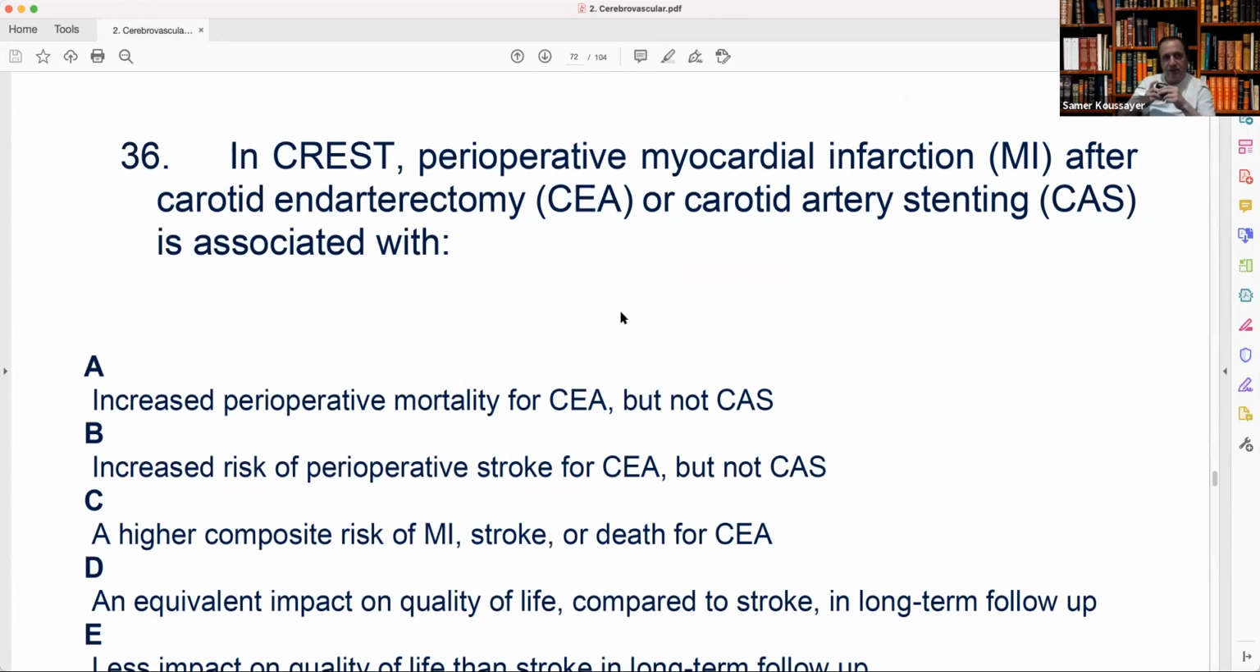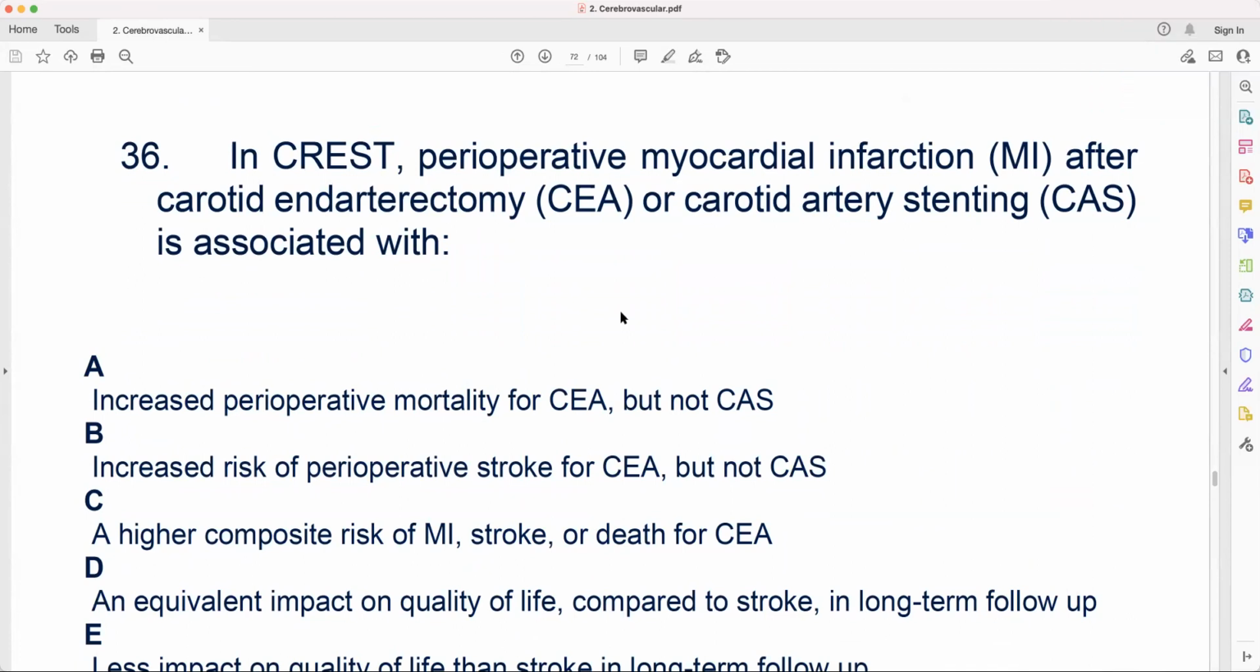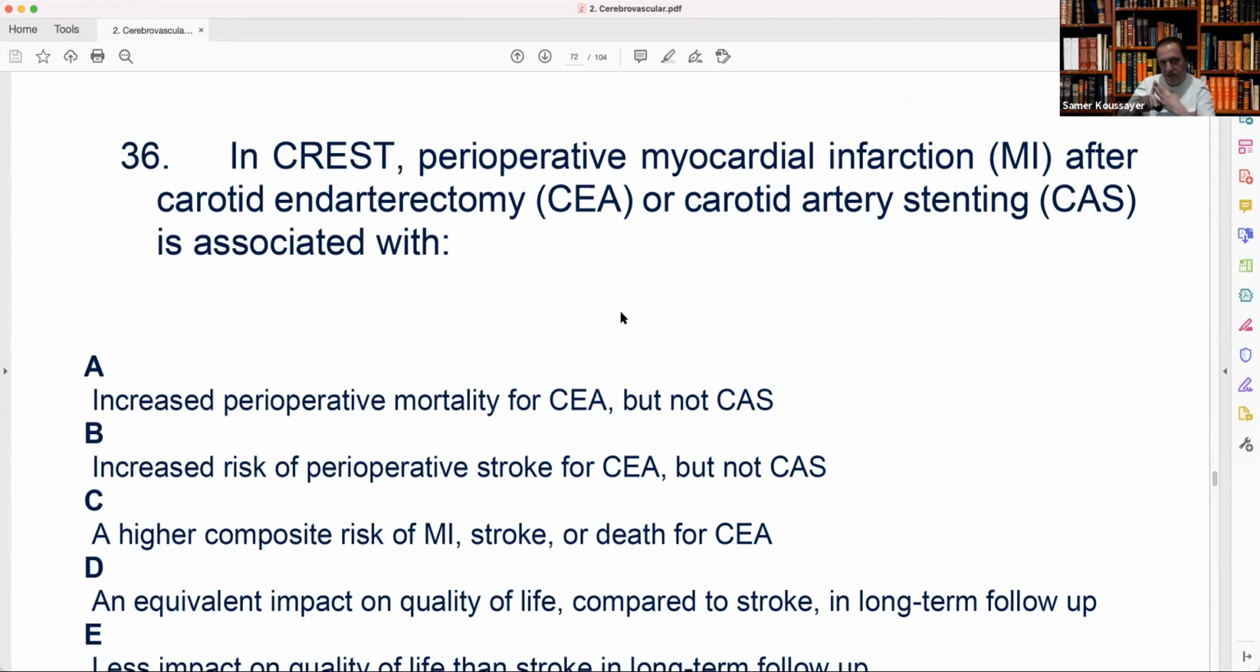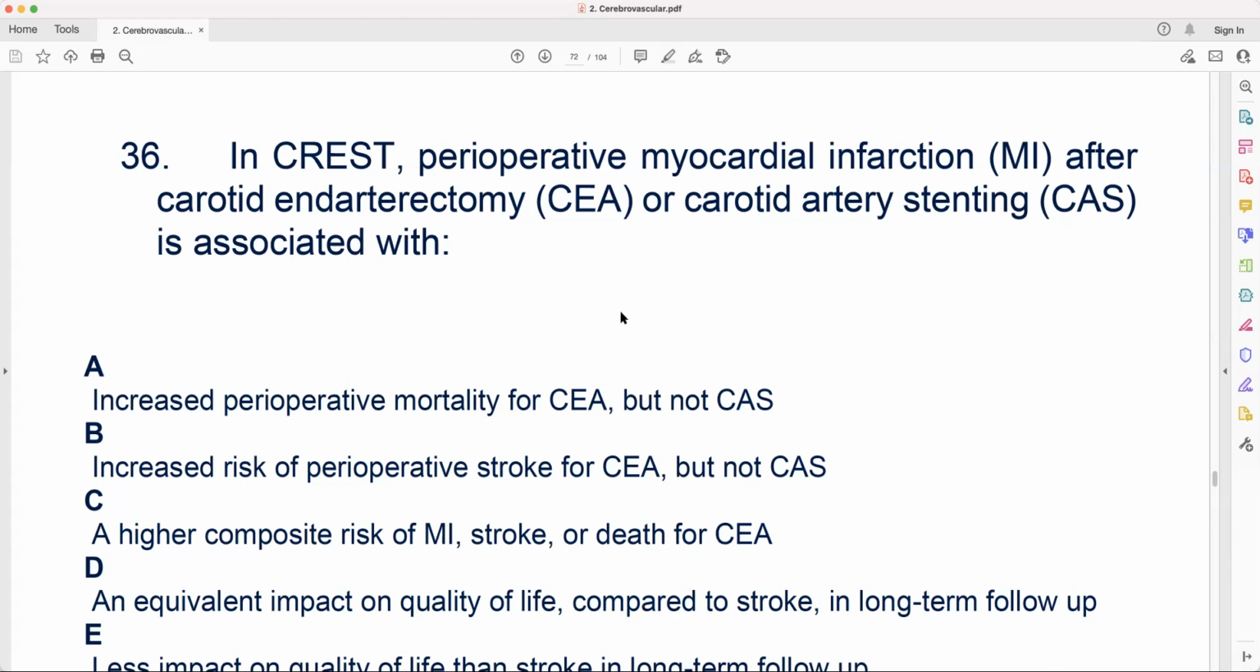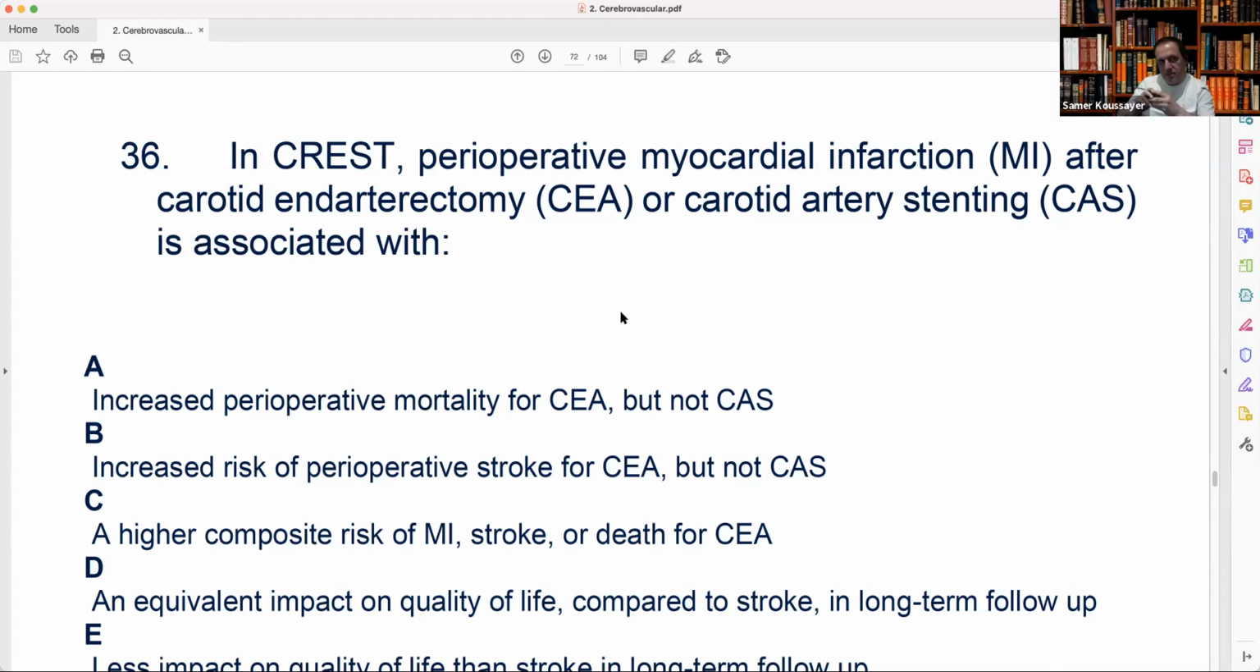Let's go back to the CREST trial. This is where they approved the carotid stent, correct? Yeah. And remember, in the CREST trial they looked at MI, stroke, and death, three things. They found there's no difference between carotid endarterectomy and carotid stent. The CREST trial showed that if you put them all together, MI, stroke, and death, it's the same, no different.